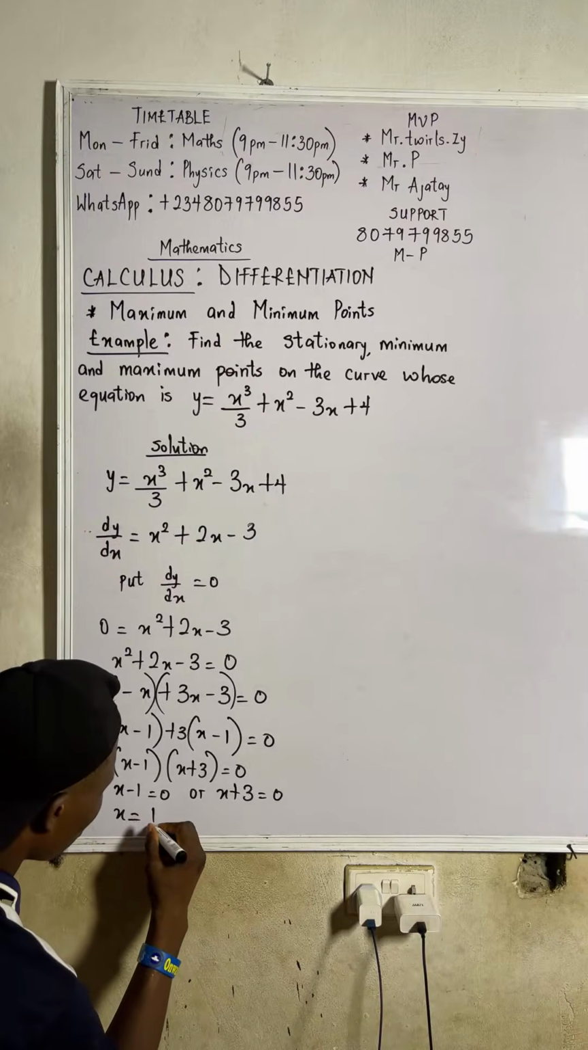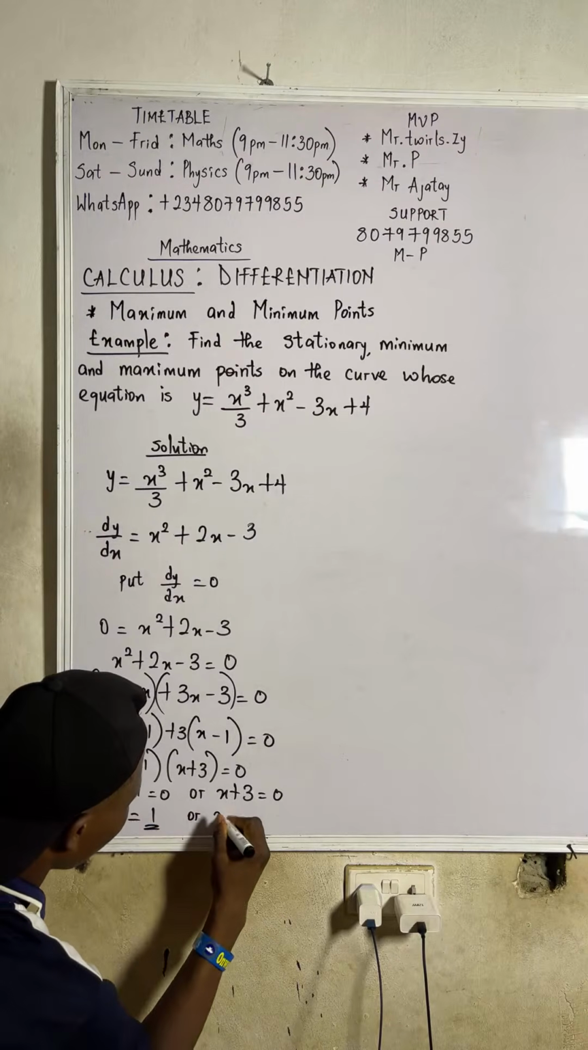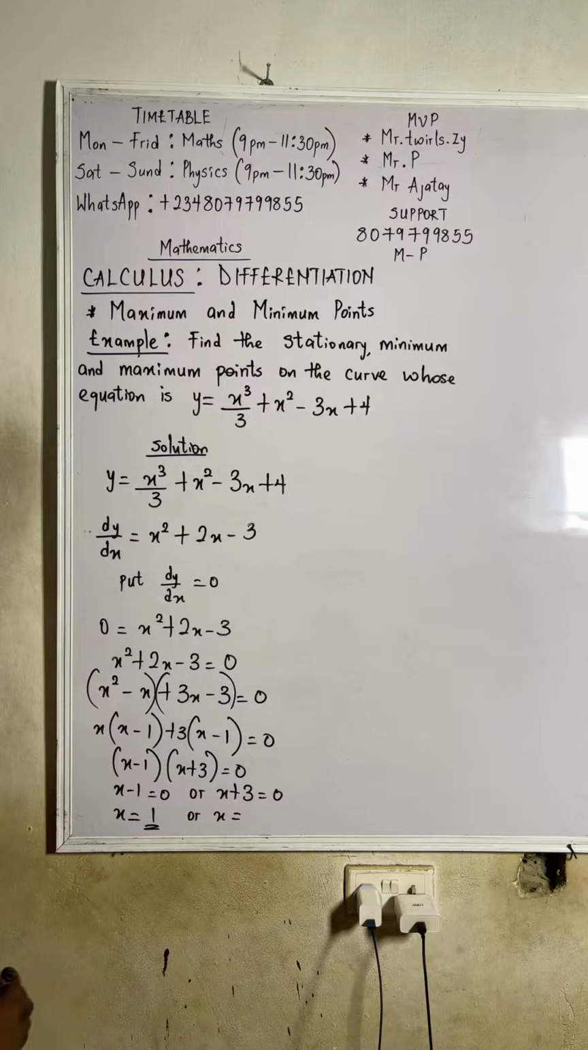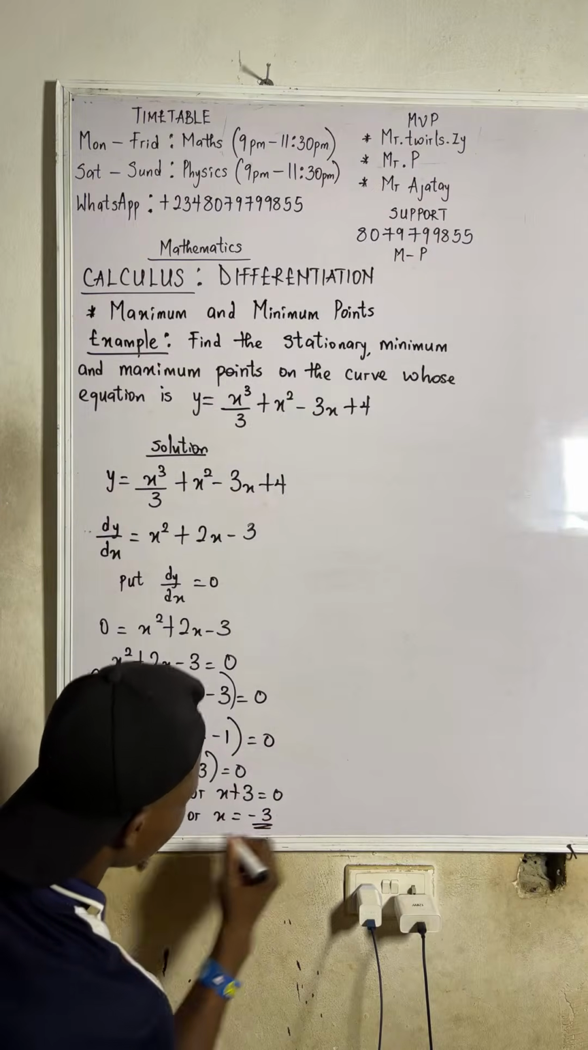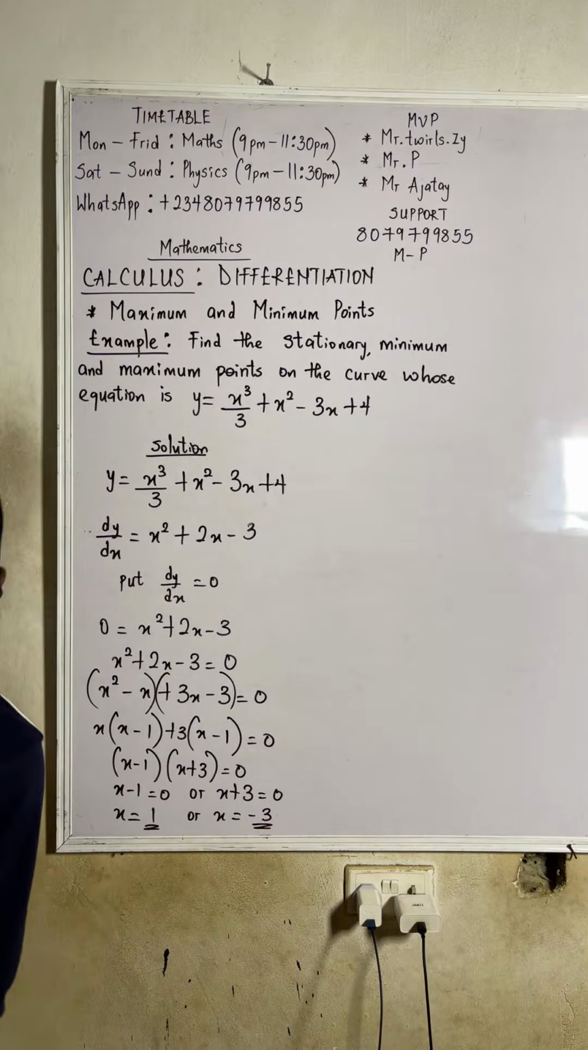When minus 1 crosses, what will it become? It will become plus 1. Or x equals to, when plus 3 crosses, what will it become? Minus 3. Do we get it now?